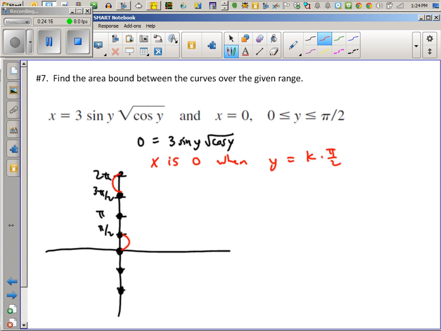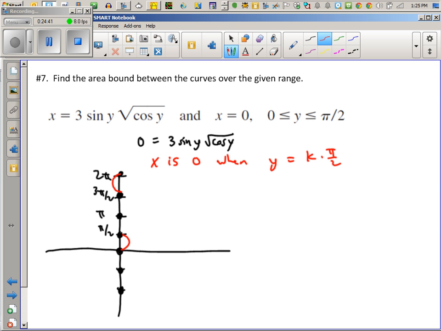Why? Because when cosine is negative, we can't square root it. So we have to stay away from angles between 90 and 180 and angles between 180 and 270. They're not going to exist. So this is a very strange graph. It's a fragmented, weird wave thing.